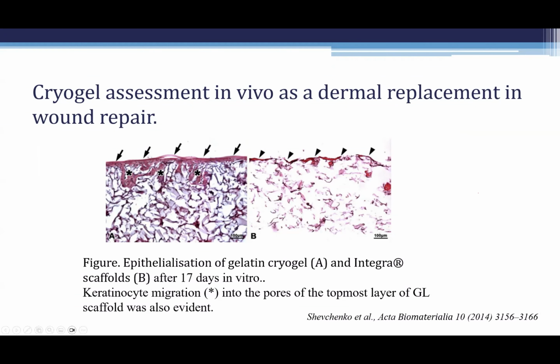In this work, which was done by my colleague Shevchenko, he shows that A is the gelatin gels, and B is Integra. And you see the formation of the outer layer of the skin, keratinocytes. So basically, this work demonstrated that they are a very good substitute for wound healing, and they supported cell migration and formation of the new skin construct.